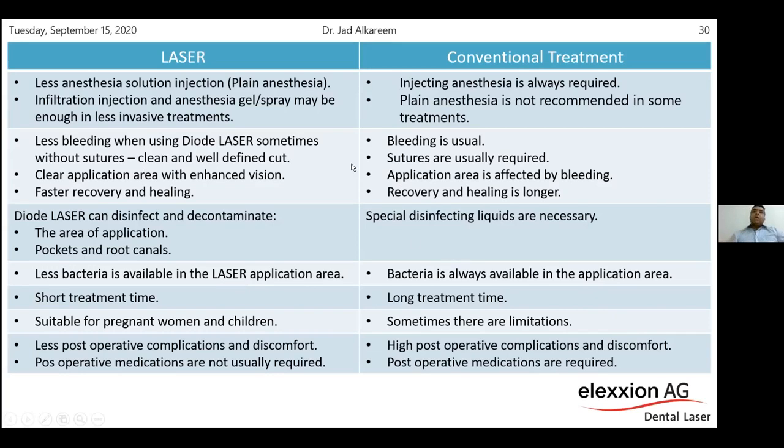So this is a small differentiation to explain the difference between the laser and the conventional treatment, which you can also tell to your patients, because some patients are not willing to pay extra money for the laser. So as a dentist, you have to explain to the patient why the laser is better than the conventional method. And through that table, you will be able to convince the patient to pay more for your treatment.